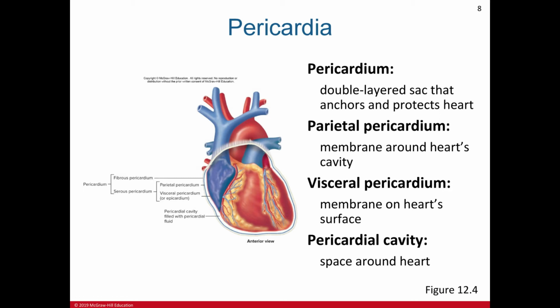The fibrous pericardium is the outer layer, which is tough, fibrous connective tissue, while the serous pericardium is the inner layer consisting of flat epithelial cells, mostly simple squamous epithelium, and is divided into two, which are the parietal and the visceral pericardium. The parietal pericardium is the part lining the fibrous pericardium, whereas the part covering the heart surface is the visceral pericardium or the epicardium. The space around the heart is called the pericardial cavity, which contains the pericardial fluid.